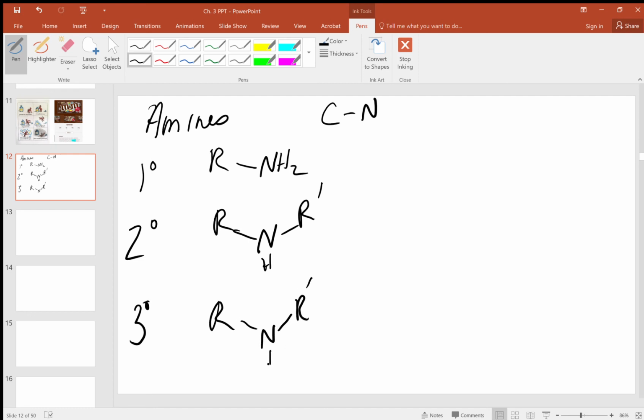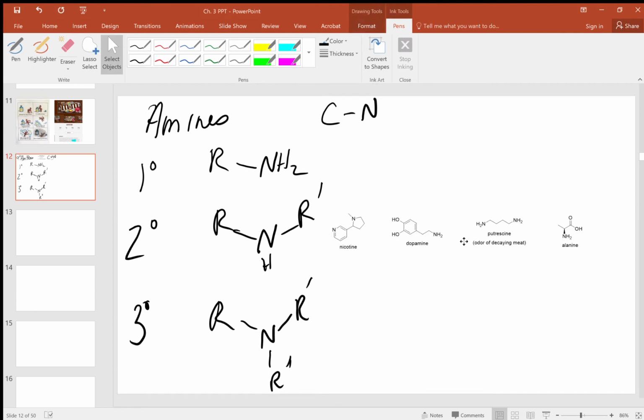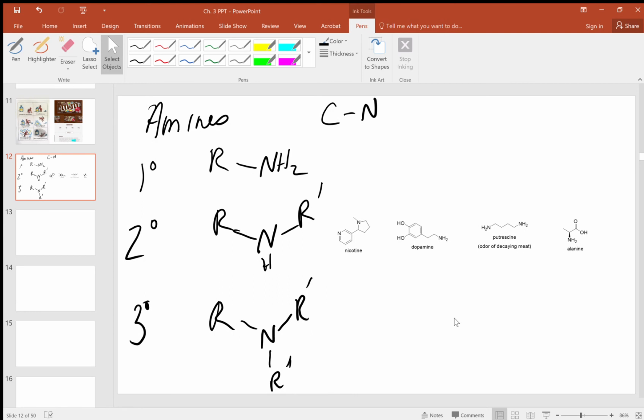And finally, we can have a tertiary amine, which is a nitrogen that's bonded to three carbons. And here are some examples. So we have a tertiary amine here in nicotine. Dopamine has a primary amine, as does putrescine. Amines, especially primary amines, don't always have the best smell. And you can see that from putrescine, which is responsible for the odor of decaying meat.